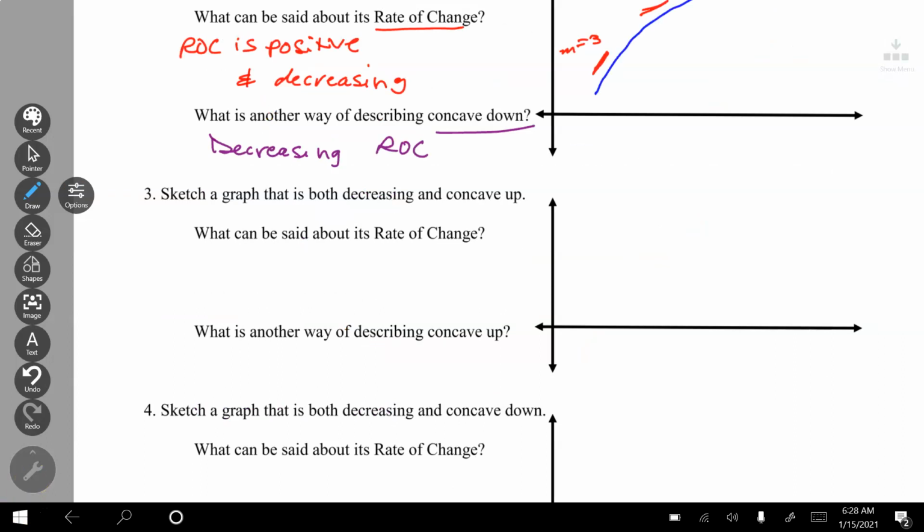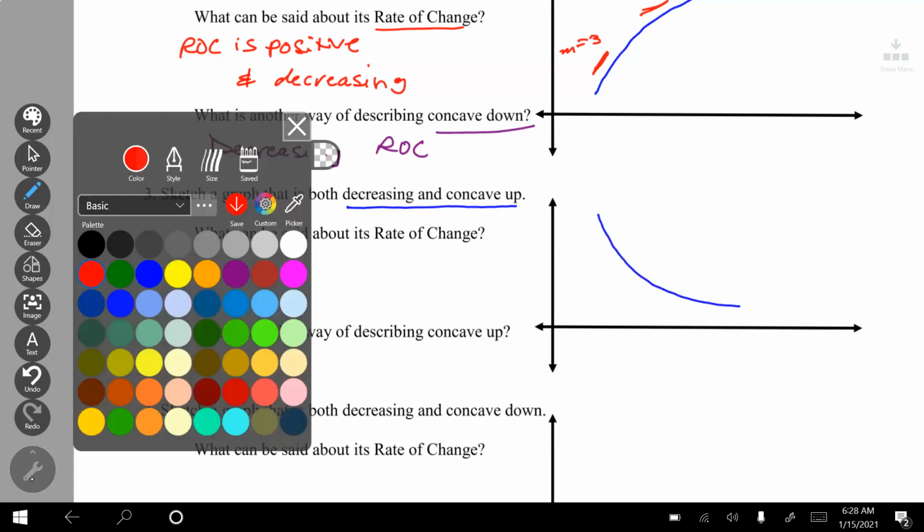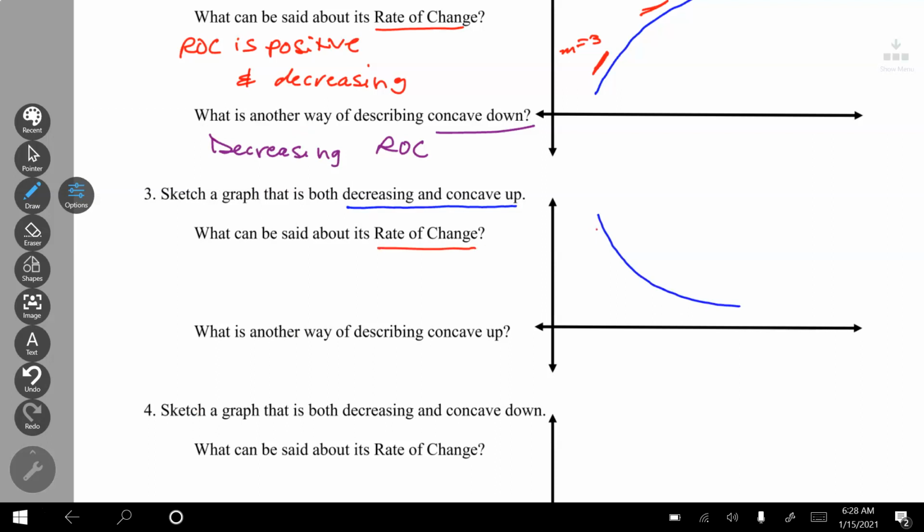So now I need to draw a graph that is decreasing, going downhill, and is curving up or concave up. That would be something like this. So what can I say about its rate of change? Well, if I draw little slopes here, like this, I could say this slope is probably something like a -3. This slope is something like a -2, and this slope here is something like a -1.